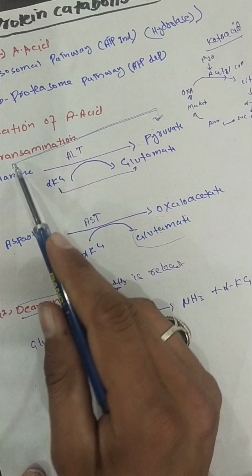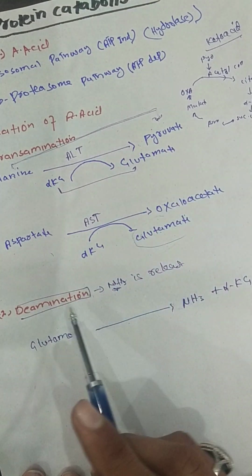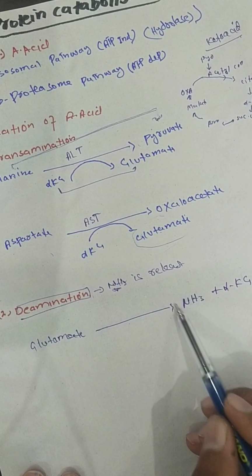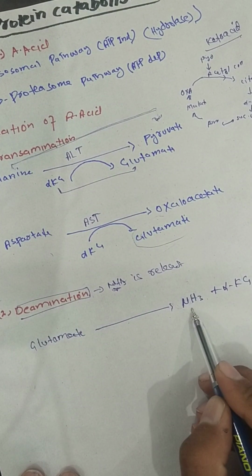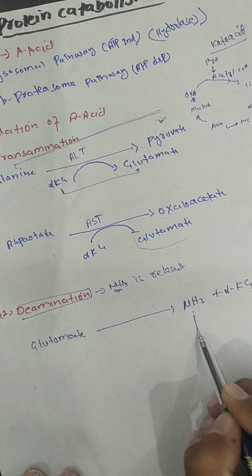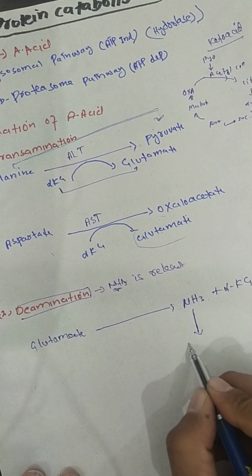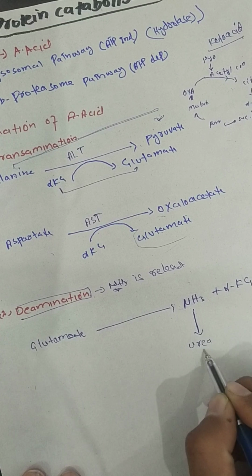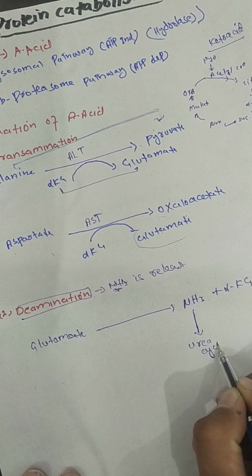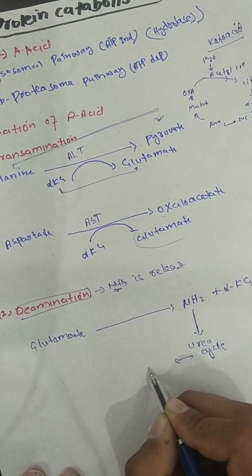Let me repeat this. We want transamination because we want glutamate. When we get glutamate, we deaminate it to get NH3. And what is the fate of NH3? This NH3 will go to the urea cycle and produce urea.